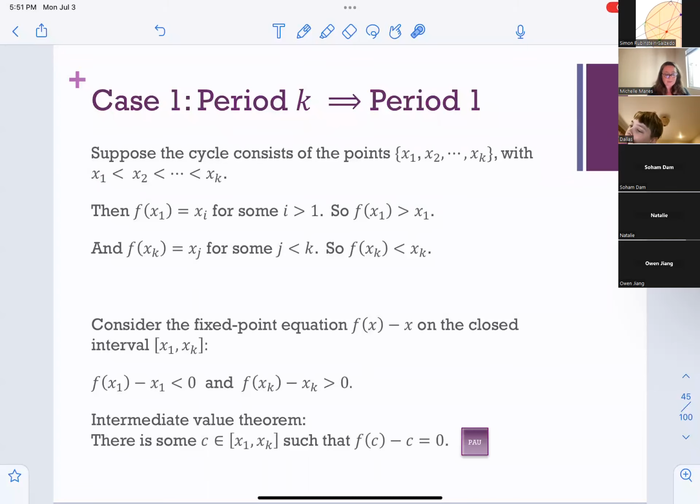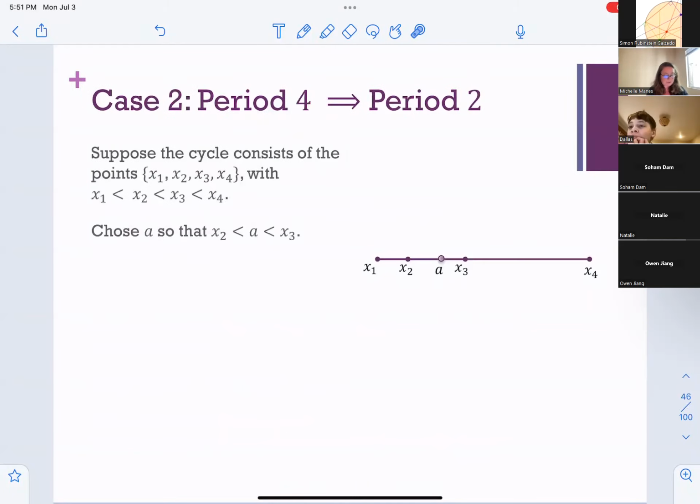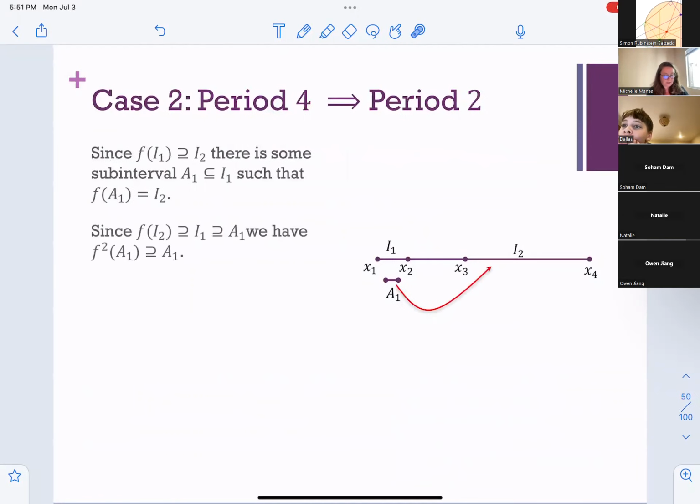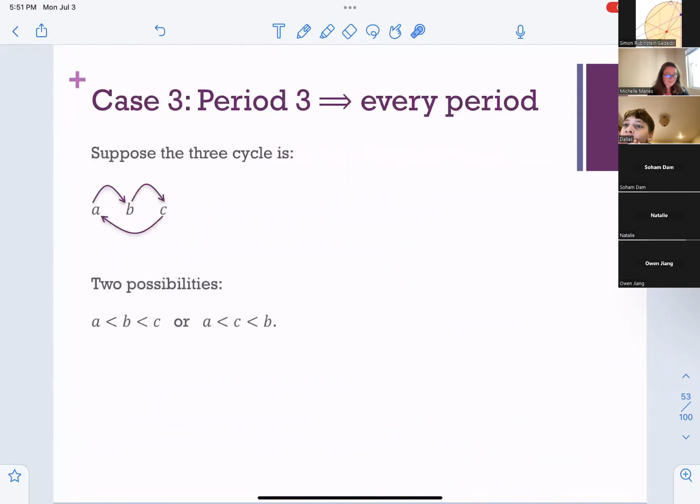So let me skip to the period 3 implies everything case. Sorry if this makes you a little seasick, but let me show you how we're using the Sharkovsky ordering here. So period 3 implies every period. We're going to assume we have a 3 cycle, so A maps to B, maps to C, maps back to A. And I'm setting it up so that A is definitely the smallest one. I can just rename them otherwise.